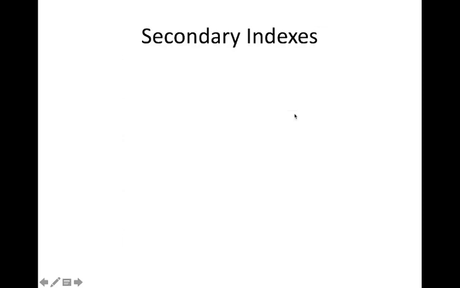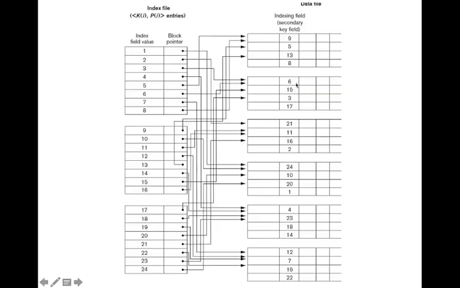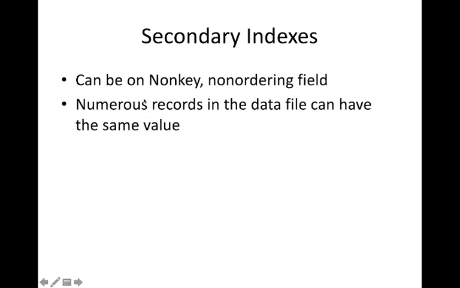Now secondary indexes can be on a non-key, non-ordering field also. We have seen a key field. Now it can be for a non-key, non-ordering field also. So numerous records in the data file can have the same value. For example, if you want to create an index for name, the name may not be unique. Two or three students may have the same name. So numerous records in the data file can have the same value.